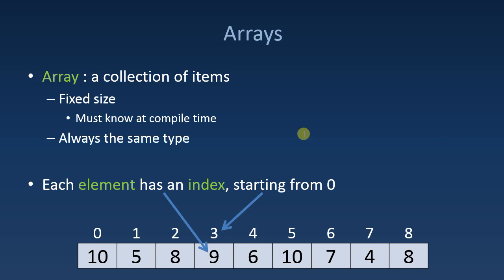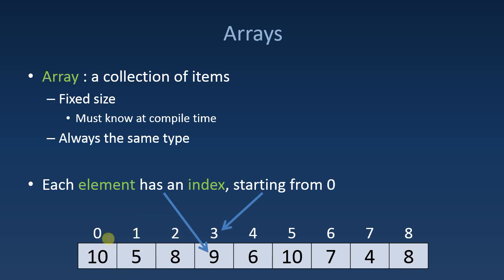So, an array, just to review quickly what's in the book, is a collection of items. It's always the same type of item, so we can have an array of integers or an array of doubles or an array of strings, but each element, each thing in the array always has to be the same type. And it's always got to be a fixed size. We have to know that size when we compile.